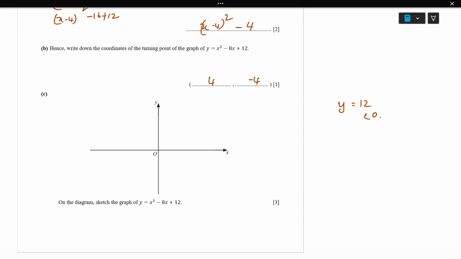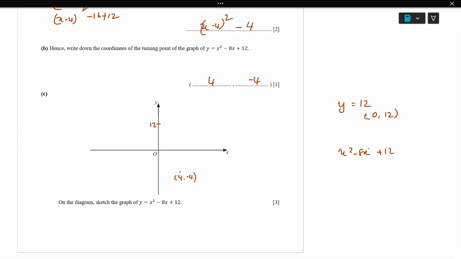So the y-intercept is going to be (0, 12), so somewhere 12 here. This is the y-intercept point, and the turning point is going to be (4, -4). So 4 somewhere here, negative 4 somewhere. The turning point is going to be (4, -4). And just factorize x² - 8x + 12.